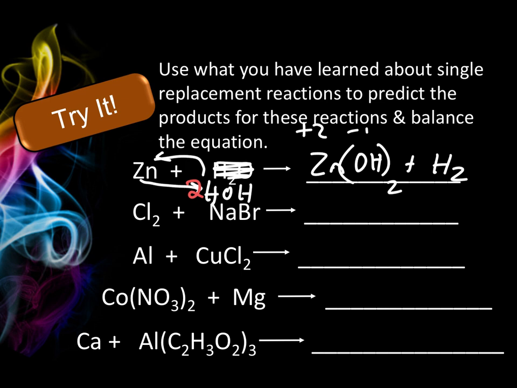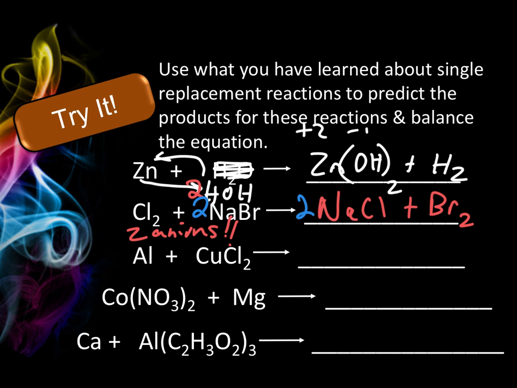All right, now I got 2 anions here. Okay, 2 anions. So that means my Cl has to switch with my Br. So I know NaCl, and I know Br2. I got to make sure I balance it. 2 and 2. That makes me cool. Balancing makes me cool. If you can't balance, you're a donkey. If you don't know what a donkey is, you'll figure it out.